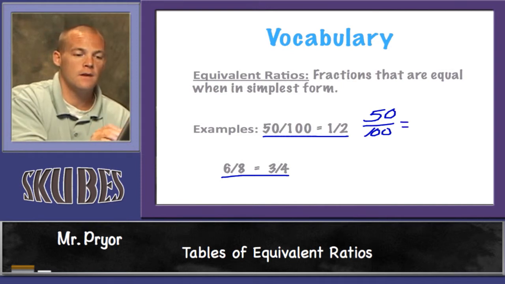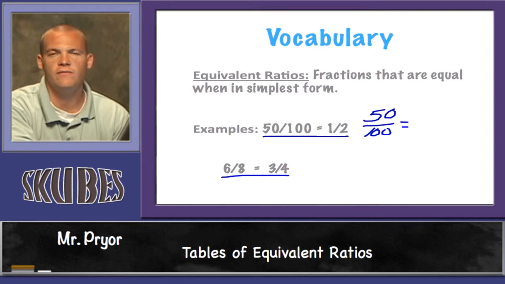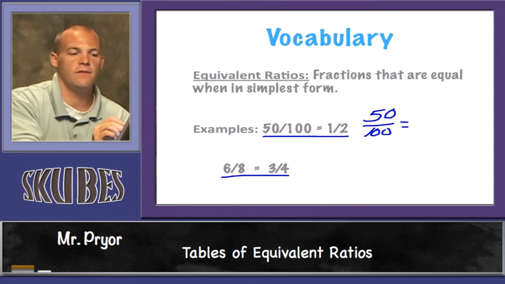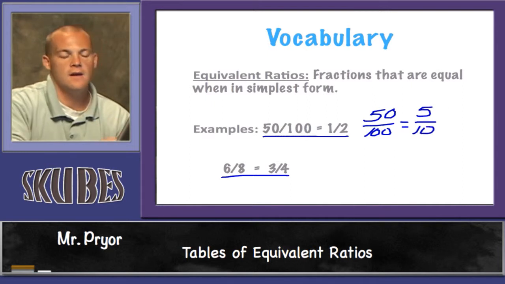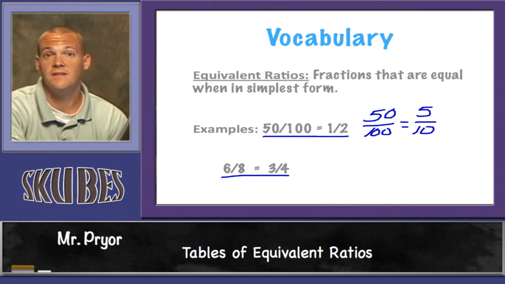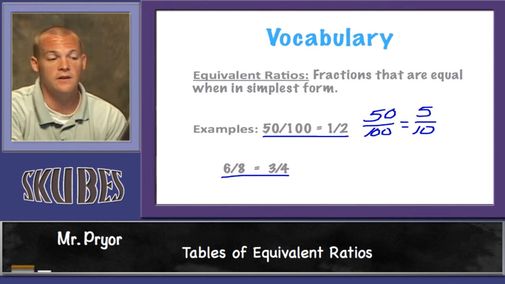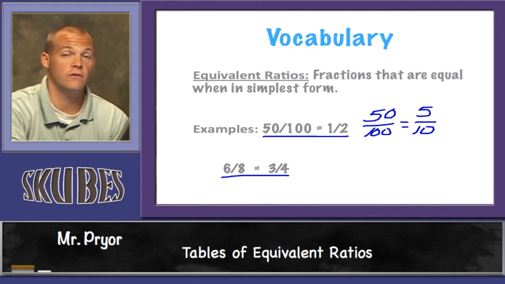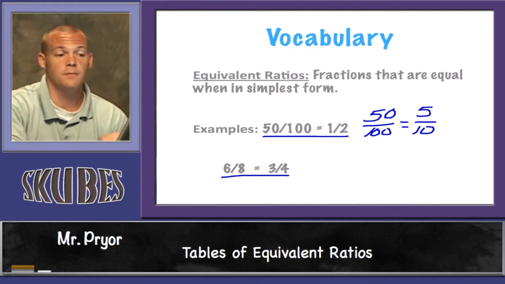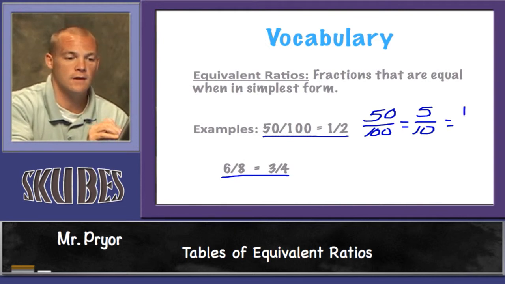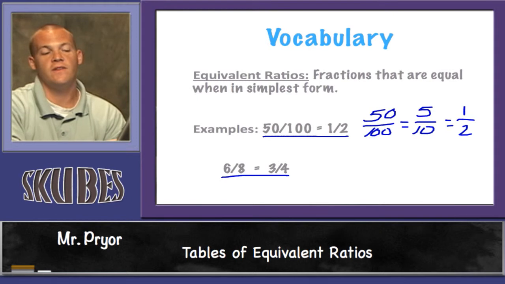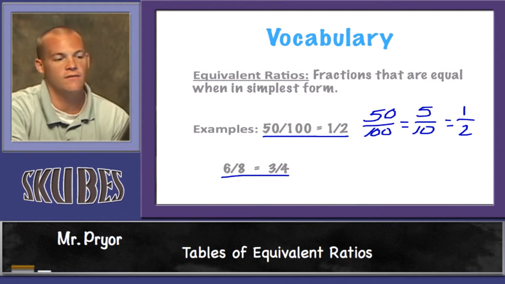So we can see that in this case, initially 10 can go into both of them. When we divide 50 by 10, we get 5. When we divide 100 by 10, we get 10. But we can't stop there because that wouldn't be completely simplified. 50 over 100 equals 5/10. Those are actually equivalent ratios or equivalent fractions as well. But in simplest form, we can take that one more step and divide both 5 and 10 by 5 as well. So 5 goes into itself once and into 10 2 times. So this is a set of equivalent fractions: 50 over 100, 5 over 10, and 1 over 2.